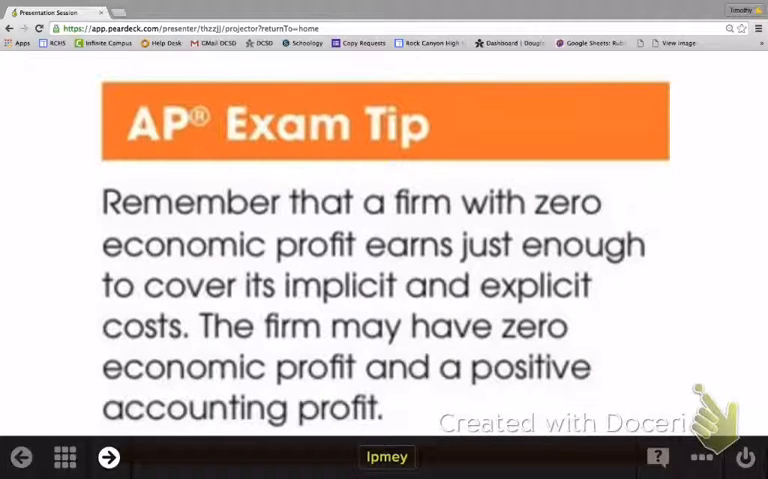Remember that a firm with 0 economic profit earns just enough to cover both its implicit and explicit costs. The firm may have 0 economic profit and a positive accounting profit. That can be true at the same time.